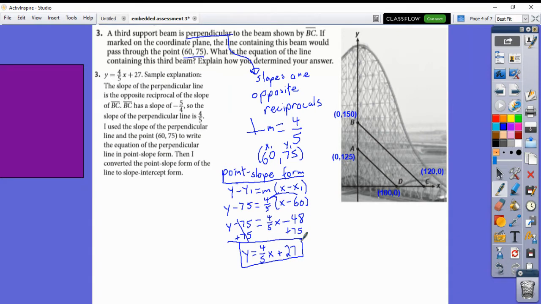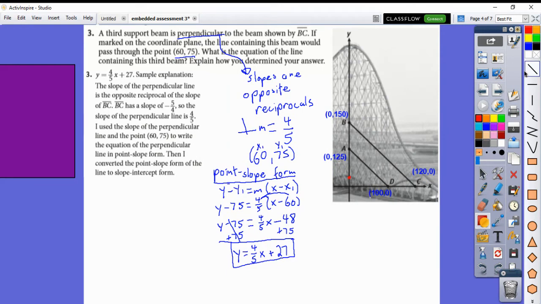And this is most definitely a sketch, okay? If I was going to take a guess at what that's going to look like, I'd say 27 looks like it could be about there. And then we need the line to run perpendicular to segment BC.